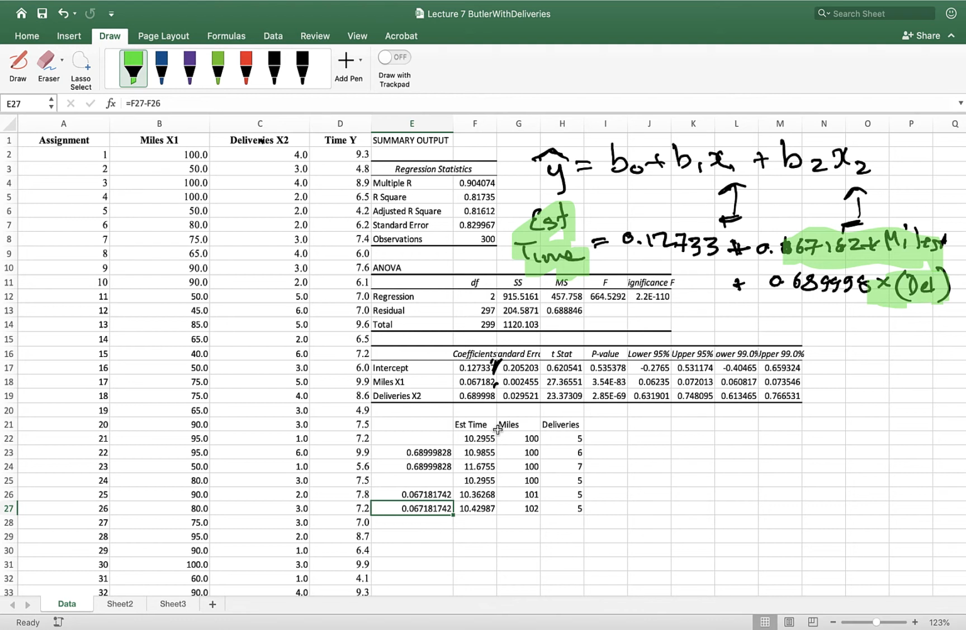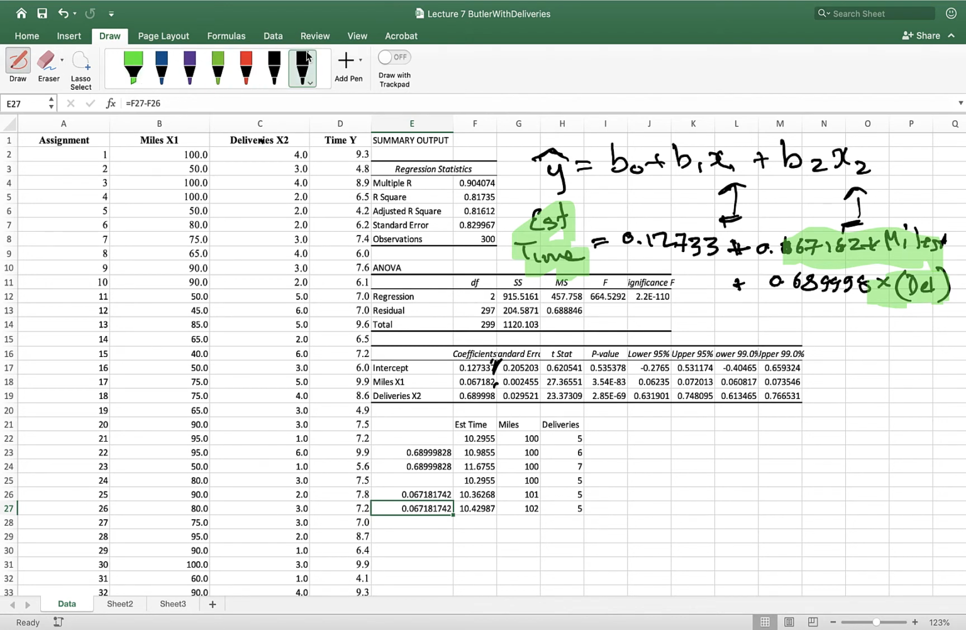And the other thing that I'd like to point out whilst we're on this section is that the R-squared coefficient of determination is 81%. So what was it previously? It was like 66%. And now we've added deliveries to the equation. What's happened? Our R-squared has increased quite substantially.